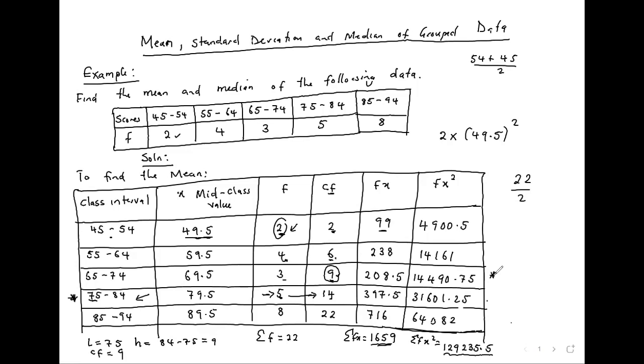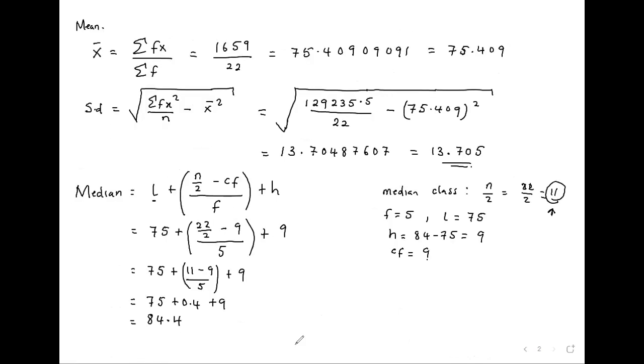And then what else? F, you get the frequency of the interval you're dealing with, which is 5. N, we have N as 22, the total frequency. Then you check this in the formula. L plus N over 2 over that. You don't sweat. If you solve about 3-4 questions, then you're okay.